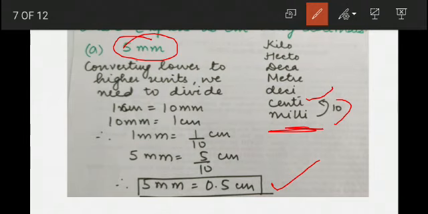Children, note down the pattern we are using. First of all, we are going to write the relationship between the units. 1 centimeter is equal to 10 millimeter, or you can write 10 millimeter is equal to 1 centimeter. Therefore, 1 millimeter is equal to 1 by 10 centimeter. So, whatever the question is given, 5 millimeter is equal to 5 upon 10 centimeter.